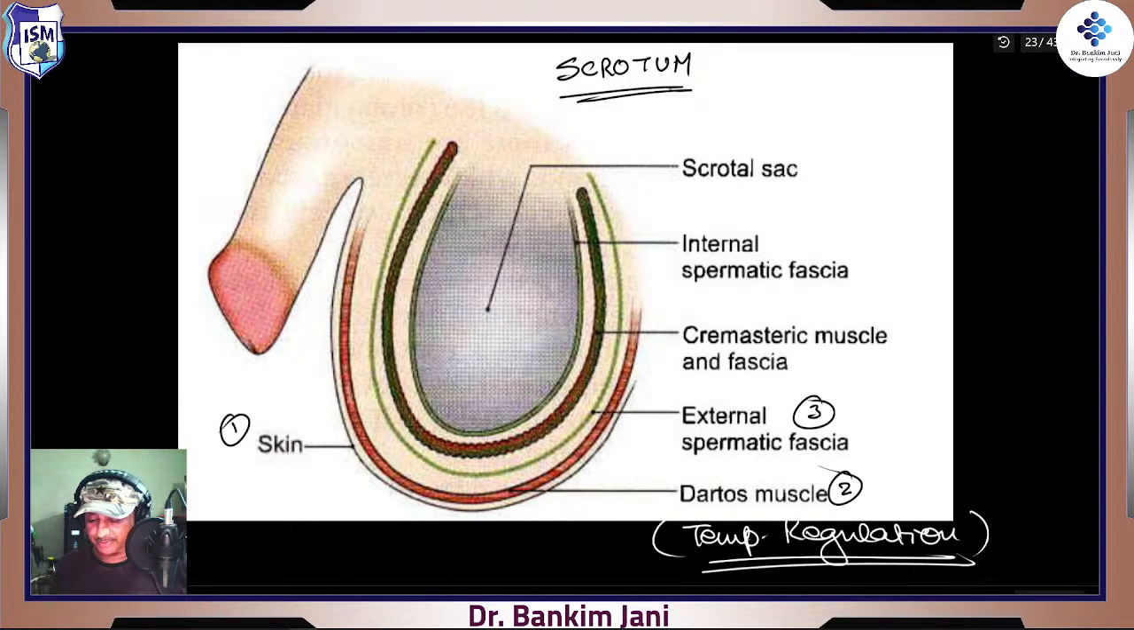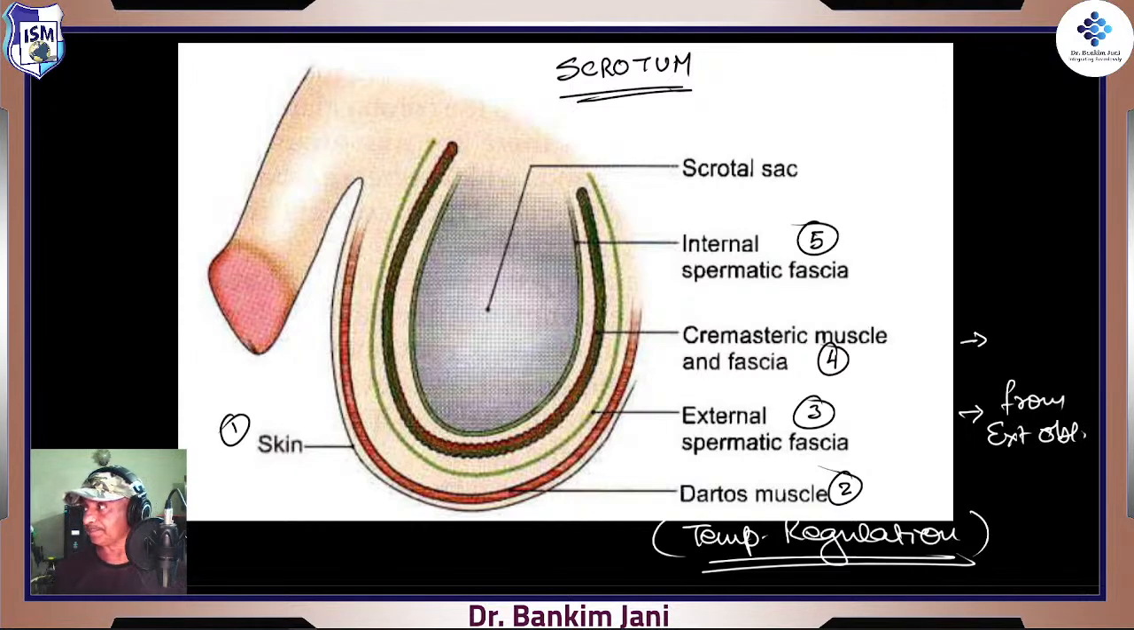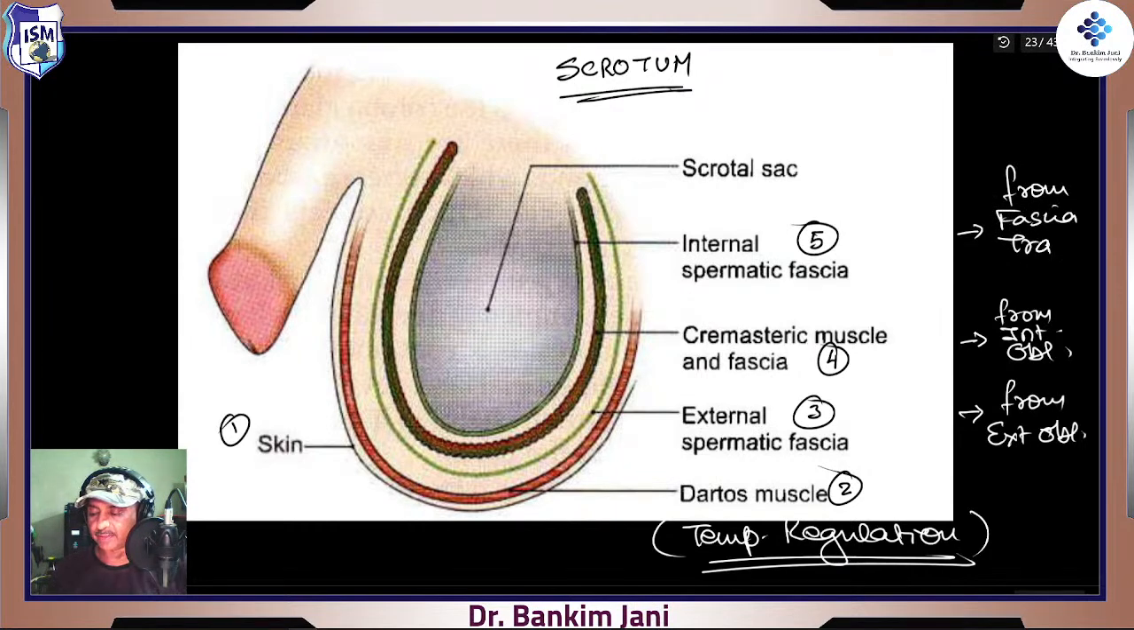These are the external spermatic fascia, cremaster muscle and its fascia, and internal spermatic fascia. These fasciae are associated with respective muscles; they are continuations. The external spermatic fascia comes from the external oblique. The cremasteric muscle and fascia come from the internal oblique, and the internal spermatic fascia is the fascia coming from the fascia transversalis. So these are some important keywords to know about.